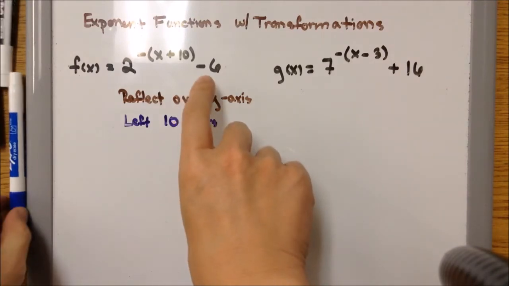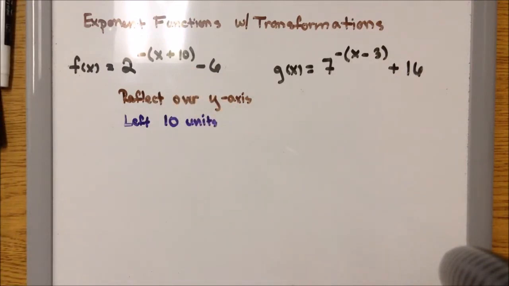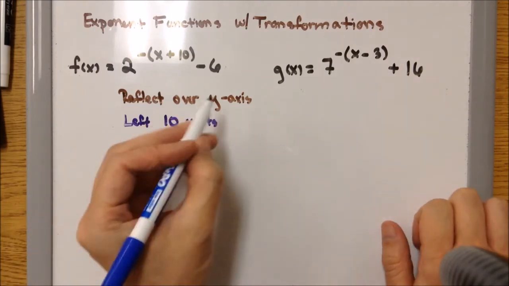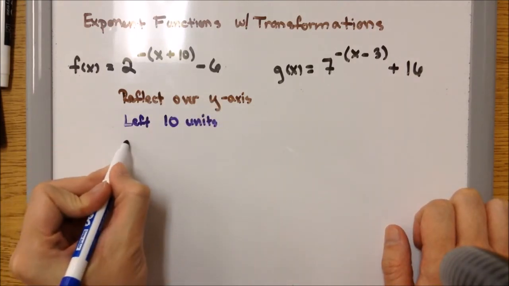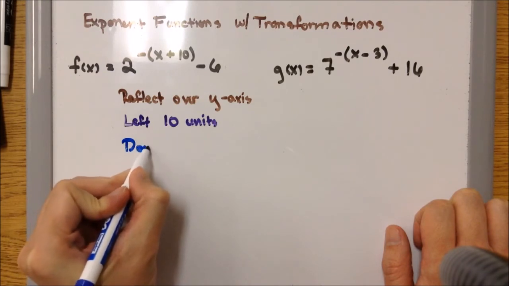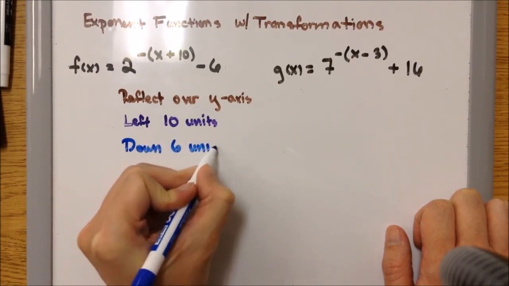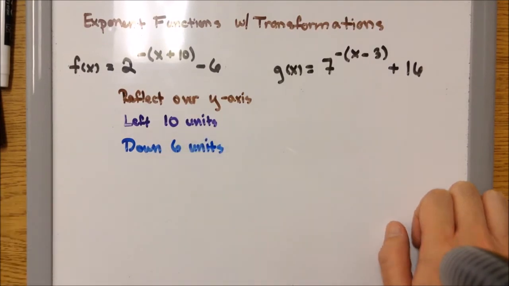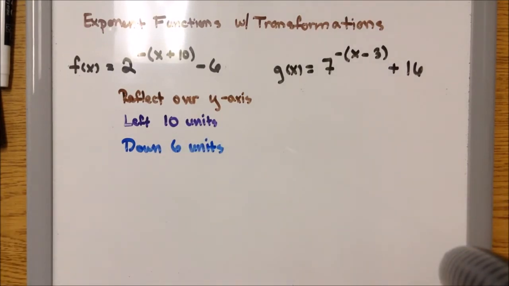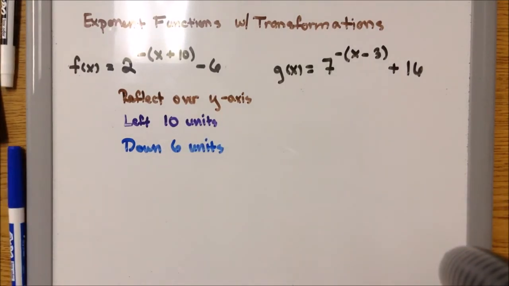Now the minus 6 is after the x. So again, a number after the x is either up or down. So since it's minus 6, it went down 6 units. And that's pretty much the transformation for example 5. Now the only difference from the first 4 was that there was a negative in front of the x.